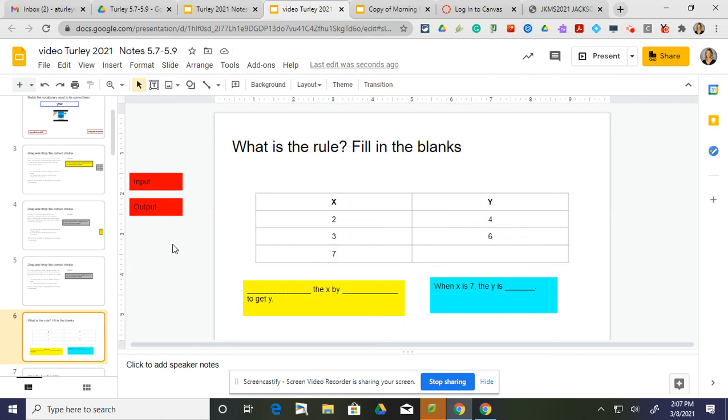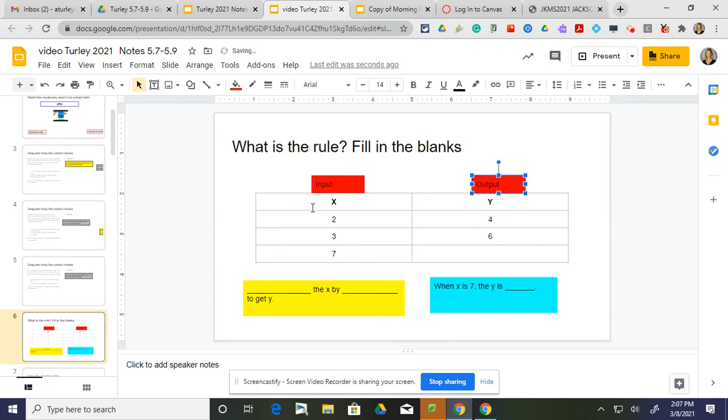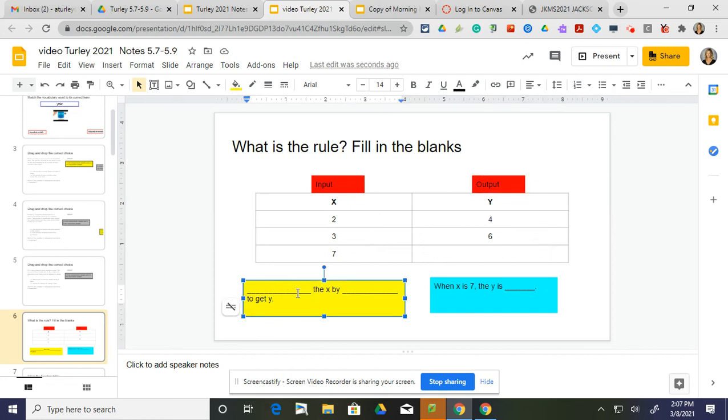Okay. Here we have a function table. The X is what we always consider the input. The Y would be the output. So what you put in, if I put in a 2 for X, I get out a 4 for Y. Okay, so you can see down here, we're going to type what to do to the X to get Y. So what are we doing to X to get Y? 2 to 4, 3 to 6. So it looks like we are multiplying by 2. So I'm going to type that in red.